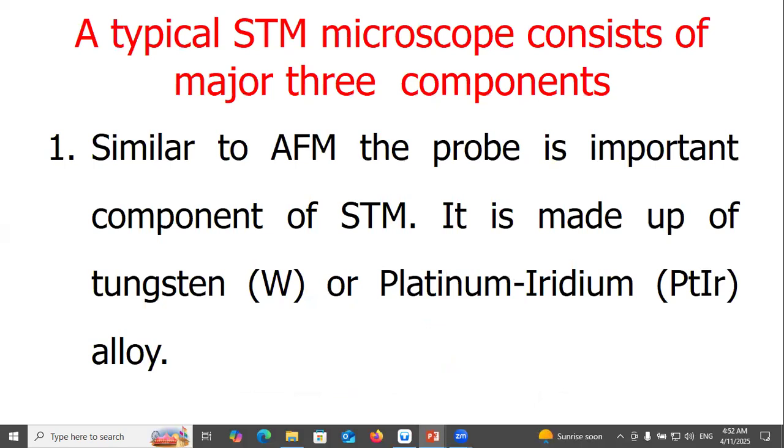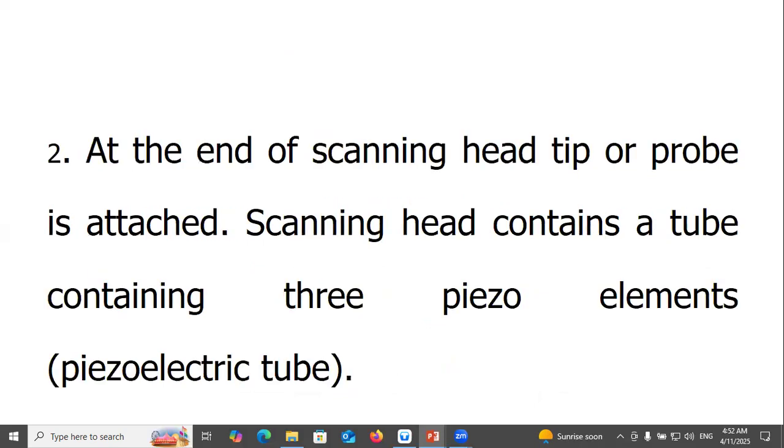A typical scanning tunneling microscope consists of three major components. Similar to the atomic force microscope, the probe is an important component of the scanning tunneling microscope. It is made up of tungsten or platinum iridium alloy. At the end of the scanning head, the tip or probe is attached. The scanning head contains a tube containing the three piezo elements, the piezoelectric tube.